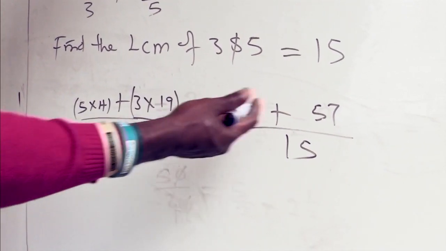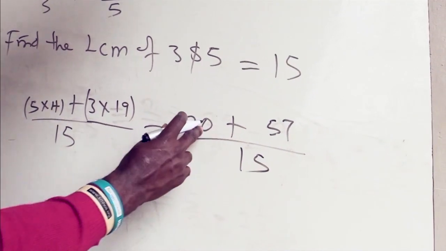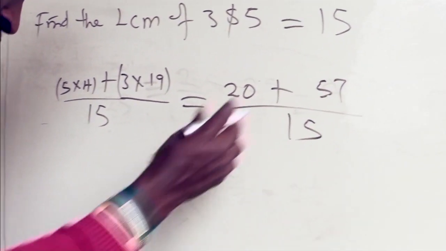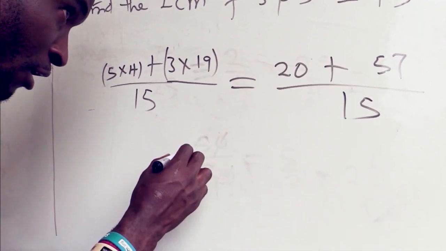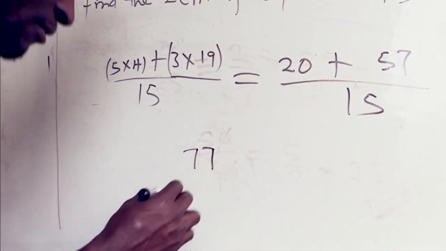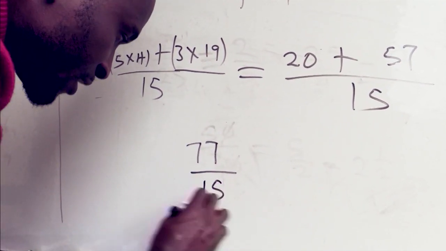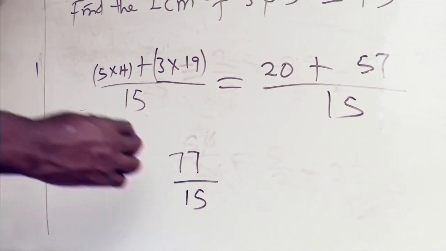So now what do you do? You add up. 20 plus 57 will give you what? 20 plus 57 will give you 77, all over 15.